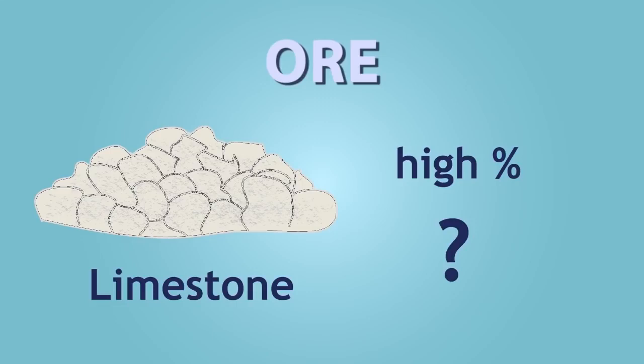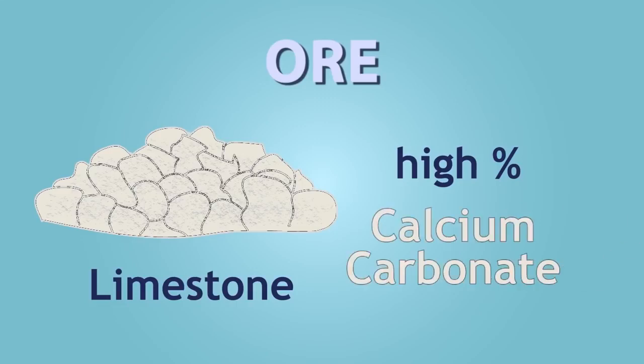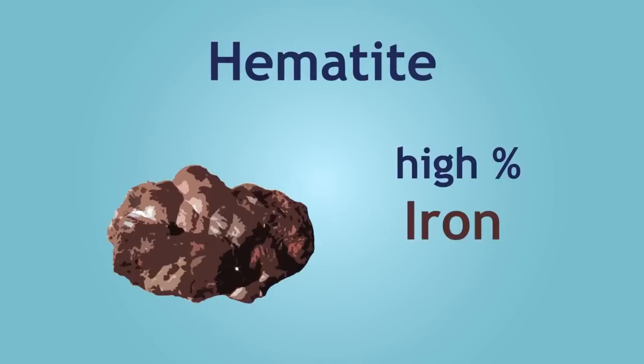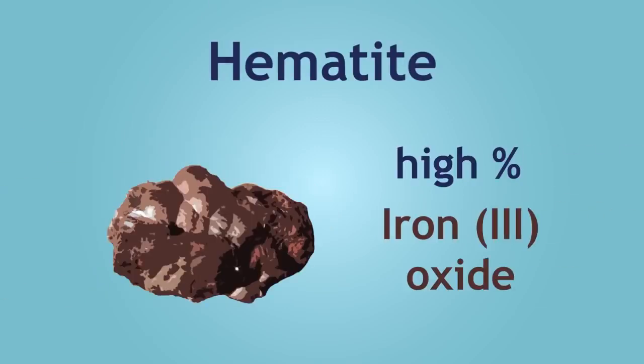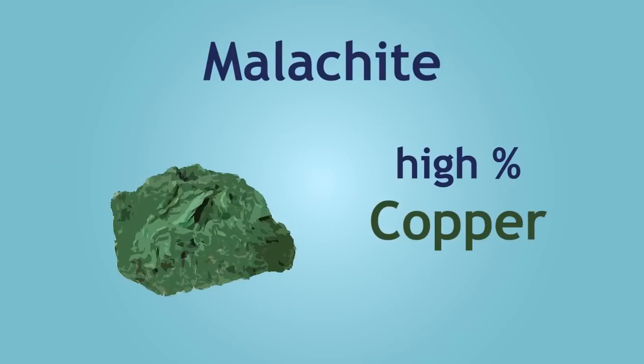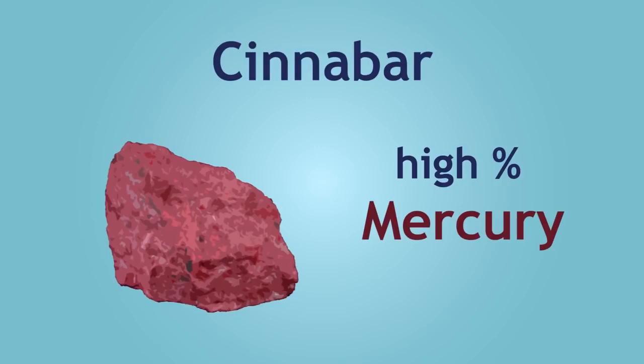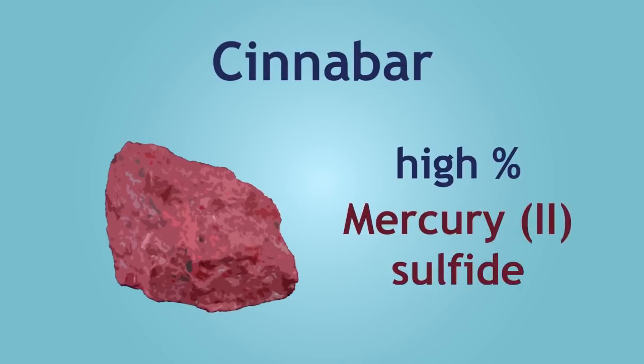The answer is calcium carbonate. Limestone contains a high percentage of calcium, but calcium exists as calcium carbonate. The iron in hematite is mostly iron(III) oxide. The copper in malachite is mostly copper(II) carbonate. The mercury in cinnabar is primarily found as mercury(II) sulfide.